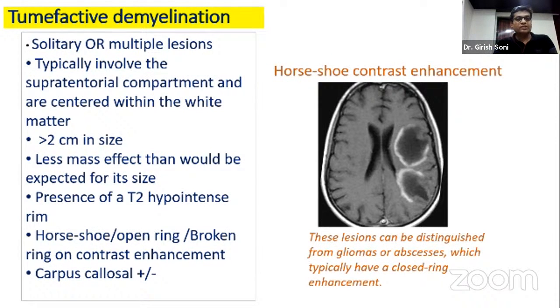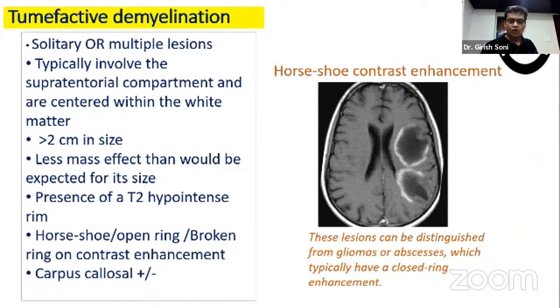And they typically show a T2 hypointense rim around the lesion. I will show the image of the T2 hypointense rim. And in 50 to 60% cases, you get horseshoe, open ring, or broken ring contrast enhancement, which is pathognomonic for tumefactive demyelination. Please remember, 40 to 50% cases of tumefactive demyelination may not show horseshoe ring contrast enhancement. They may show complete ring contrast enhancement also. The corpus callosal involvement is rare with tumefactive demyelination, though it can be seen in 10 to 20% cases.